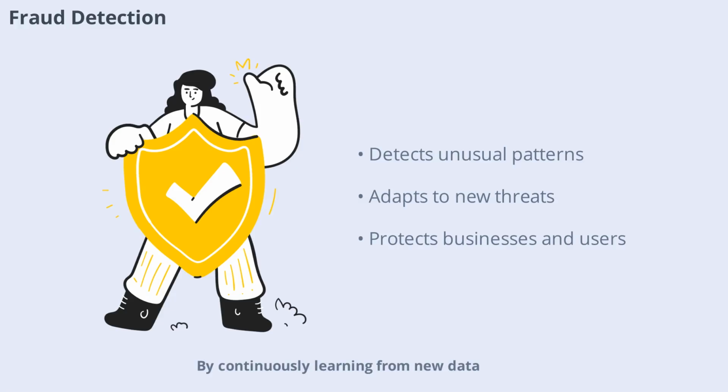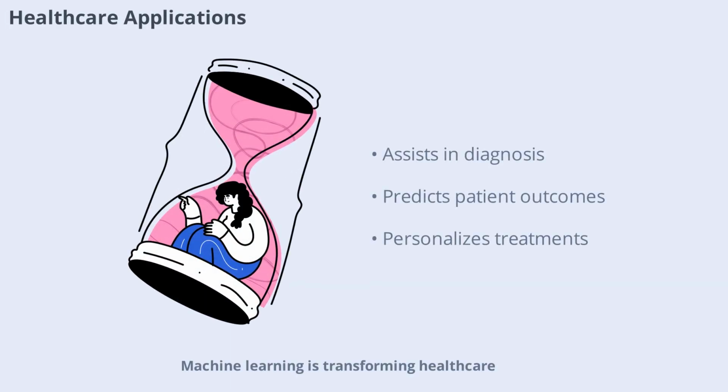Fraud detection systems use machine learning to spot unusual patterns that might indicate fraudulent activity. By continuously learning from new data, these systems can quickly adapt to new tactics used by fraudsters, helping protect businesses and consumers.